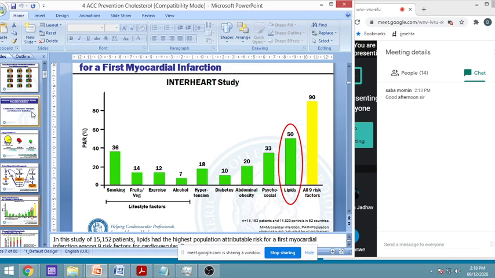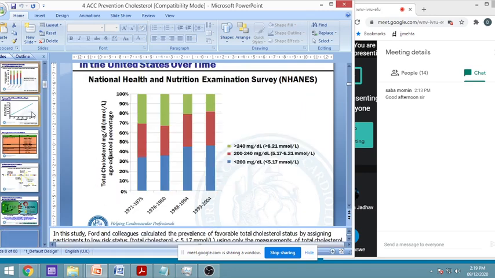Then next are the various levels, and these are risk factors. We have studied this: smoking, eating fruits and vegetables, exercise, alcohol, hypertension, diabetes, abdominal obesity, psychosocial or stress factors, and lipids. So these are the risk factors, and the lipids contribute the highest into it, next to smoking. Next is smoking, and then stress. These three factors contribute the maximum, and if all 9 factors are present, then people have the highest chances of having myocardial infarction.